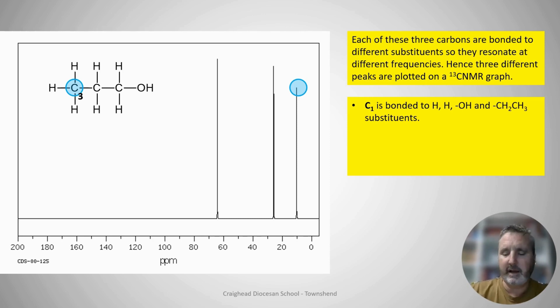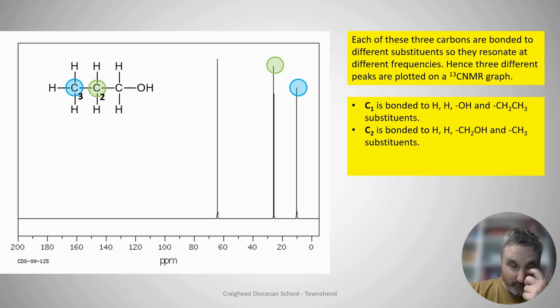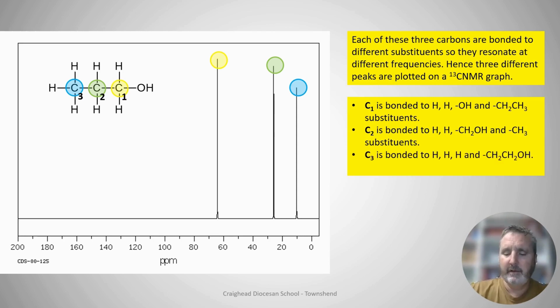Now if we were to take carbon 2, and here's carbon 2, it's actually only bonded to 2 hydrogens, a CH3 group on the left and a CH2OH group on the right. So it is a different environment than the one on the left. And if I go to the one on the right, it's actually bonded to an OH directly, a CH2CH3 on the left, and 2 hydrogens. Now each one of those carbons is in a unique environment, bonded to different substituents. So they have different unique peaks on the graph.